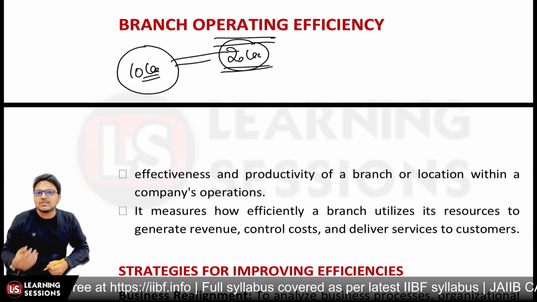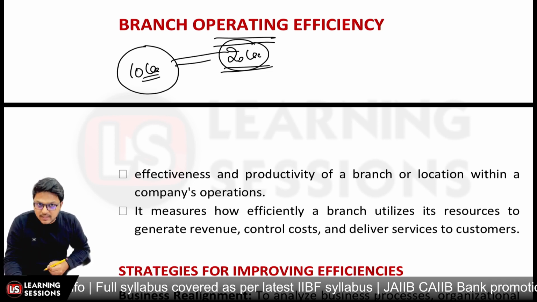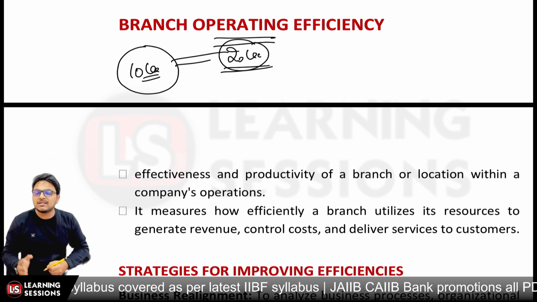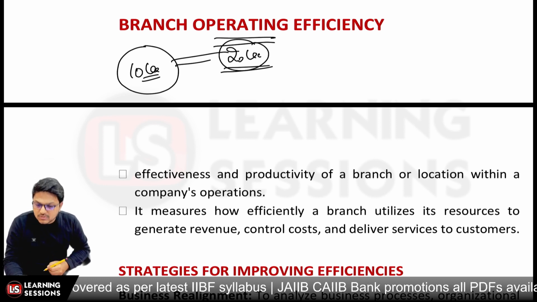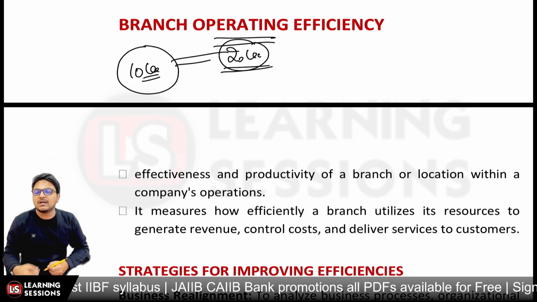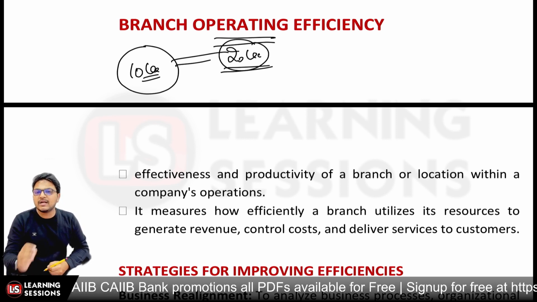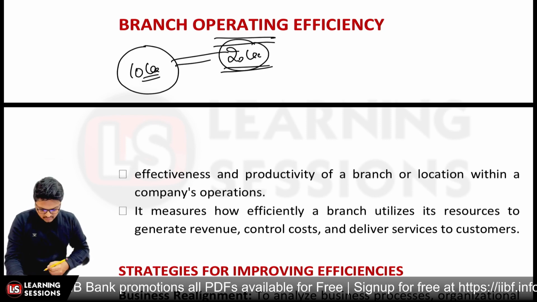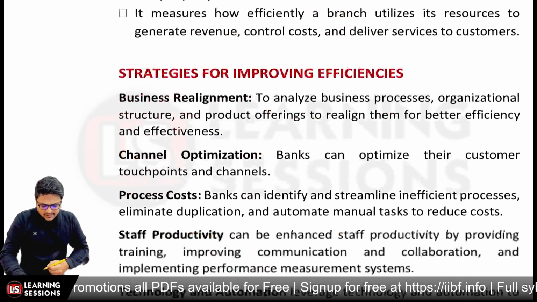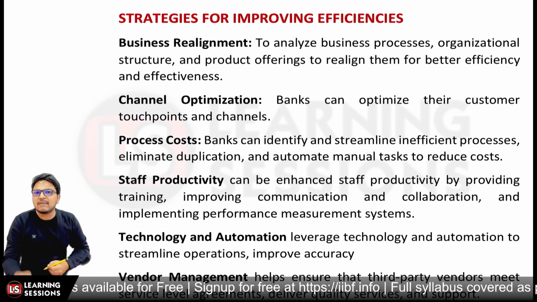So also we want to check the operating efficiency of the branch, right? That is, how efficiently the branch is utilizing its revenues, how effectively it is using its resources to generate the revenues, how it is controlling the cost, and how it is delivering the services to the customers, right? And further after that, it's related to strategies for improving efficiencies, how the efficiency can be improved.